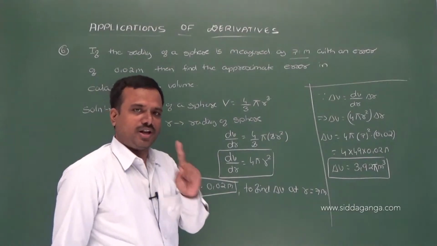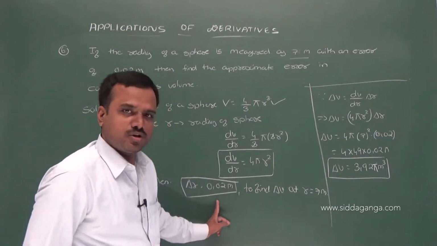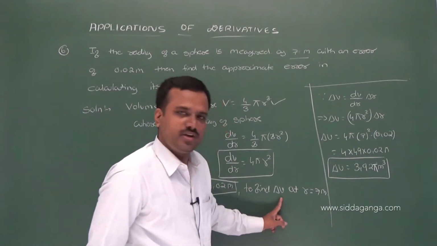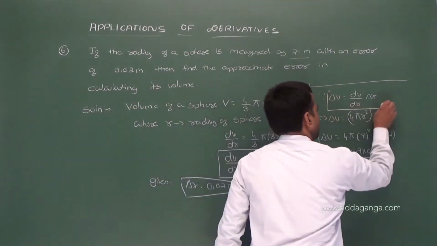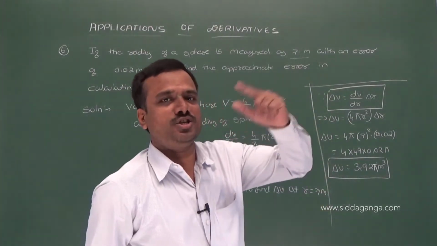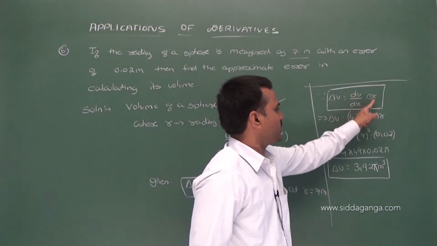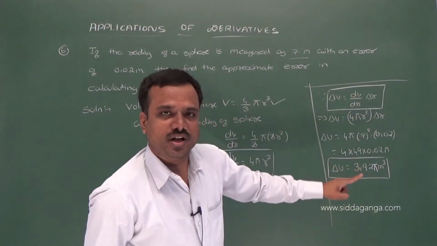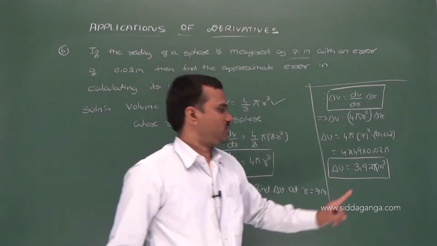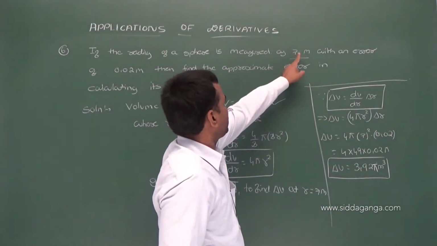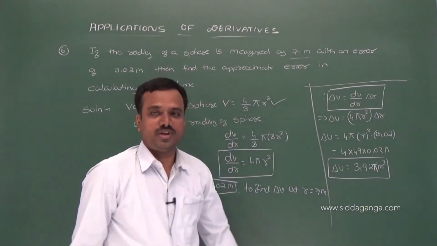See the problem. Volume of a sphere. So dV by dr. What has he given? Delta r is equal to 0.02 meter. To find dV at r is equal to 7 meter. Since dV means approximate change in y, dy by dx into delta x, that implies dV is equal to dV by dr into delta r. Substitute: 3.92 pi. If you don't write the unit, it will cut 1 mark. That's why. Here he has given the radius in meter, so I write meter cube. Understand? See the problem. Next problem.